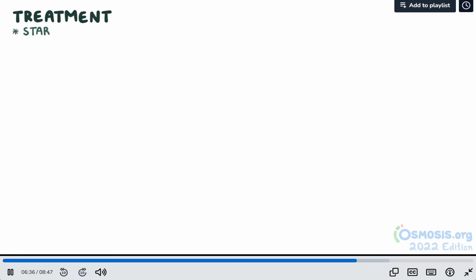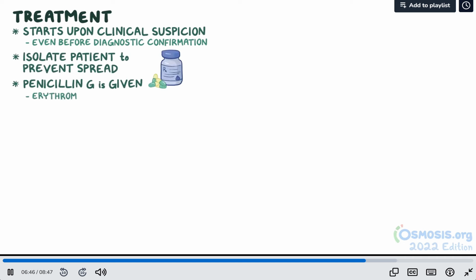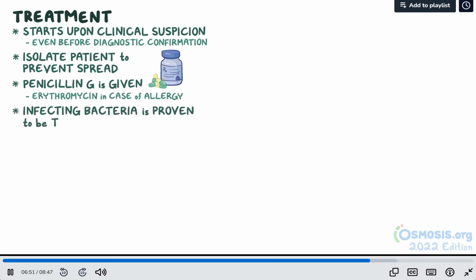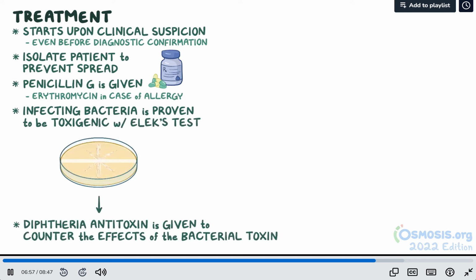The treatment for diphtheria starts right upon clinical suspicion, even before diagnostic confirmation. It starts with isolating the patient to prevent further spread, and then penicillin G is given, or erythromycin in case of allergy. Then, if the infected bacteria is proven to be toxigenic with the Elek test, diphtheria antitoxin is given to counter the effects of the bacterial toxin.